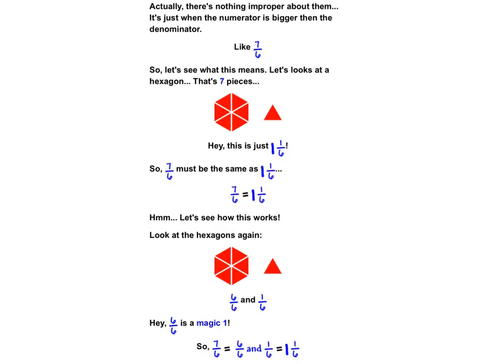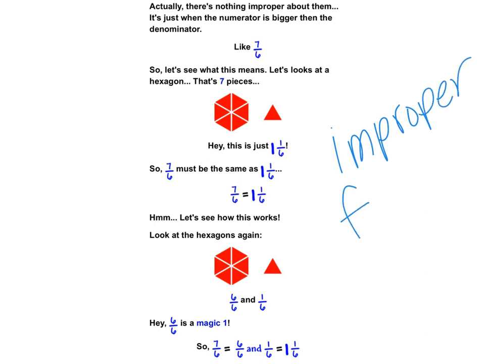Now we're going to talk about something here. We're going to start talking about improper fractions. Let's read this explanation. Here it says, actually, there's nothing improper about them. What is improper? Impropio. Yes. It's just when the numerator is bigger than the denominator. There is a mistake here, guys, so let's correct it.